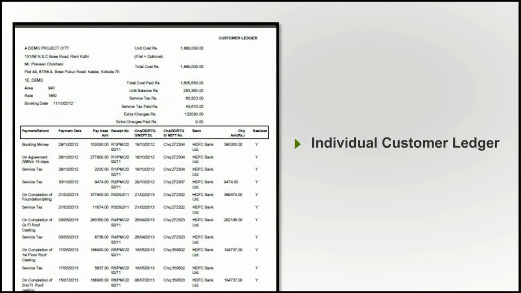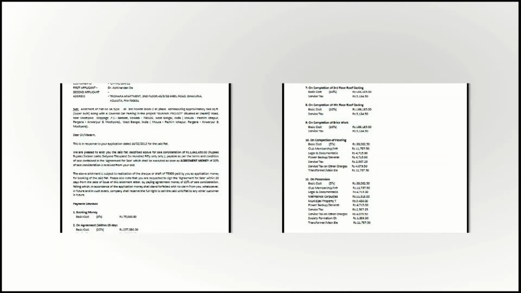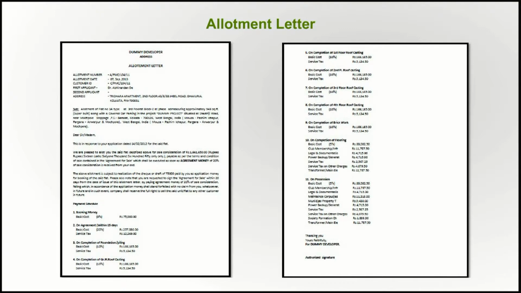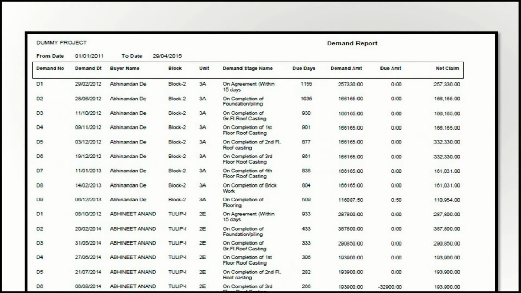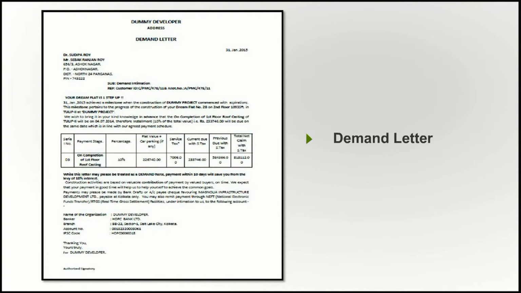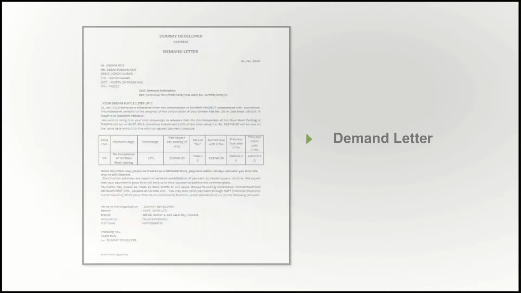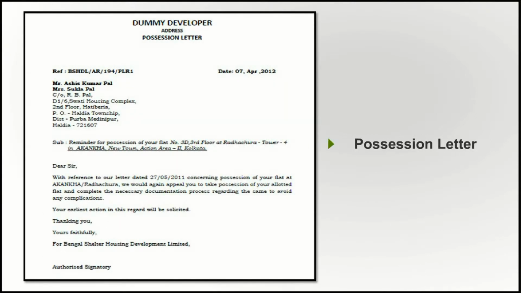This is a ledger report with all the dues and payments of a customer. This is an allotment letter. This is a demand report for the dues of payments of the customers. This is a demand letter. This is a possession letter.